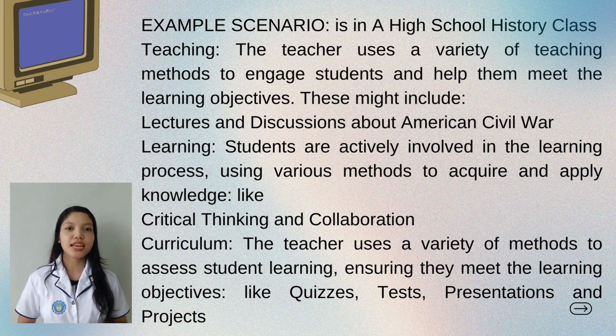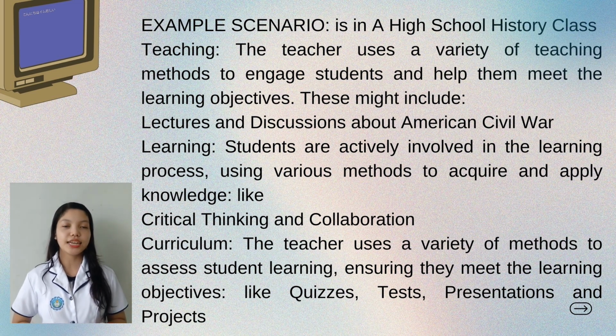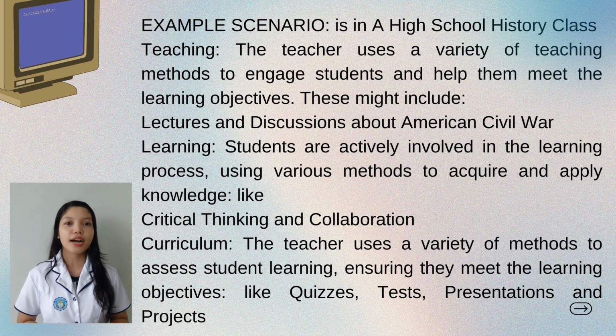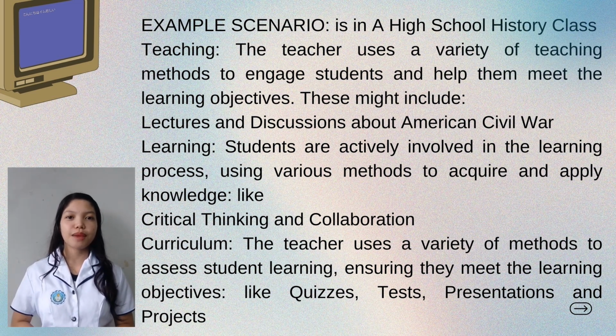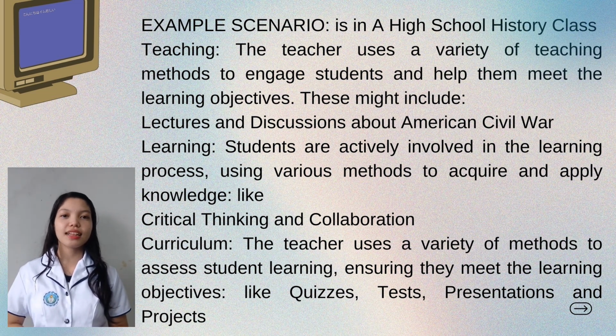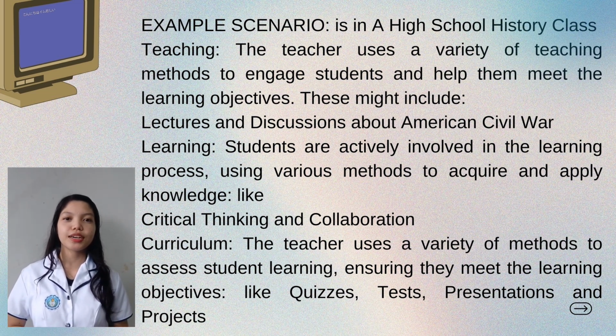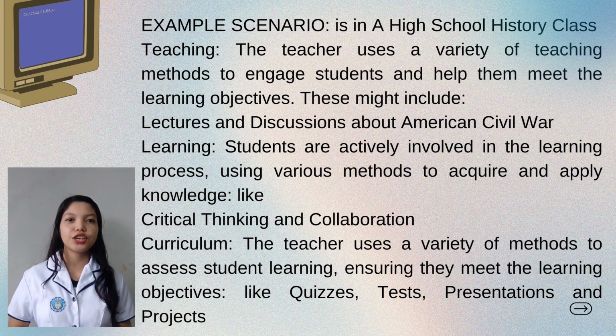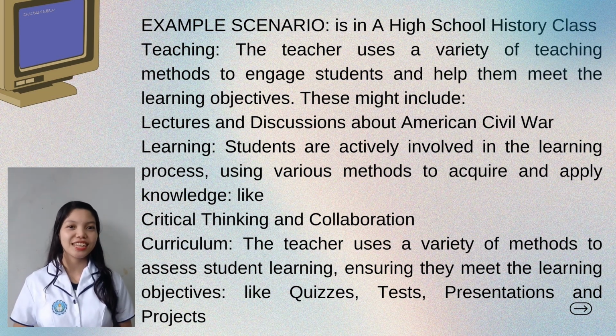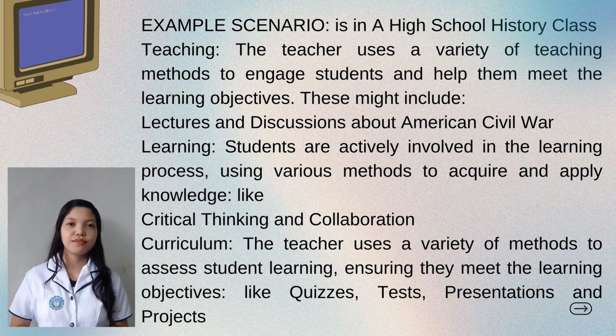When it comes to teaching, the teacher uses a variety of teaching methods to engage students and help them meet the learning objectives. This might include lectures and discussions about the American Civil War. When it comes to learning, students are actively involved in the learning process, using various methods to acquire and apply knowledge, like critical thinking and collaboration, where students work in groups to research, discuss, and present their findings. And lastly, when it comes to curriculum, through activities or assessment, the teacher uses a variety of methods to assist student learning, ensuring they meet the learning objectives, like quizzes, tests, presentations, and projects.